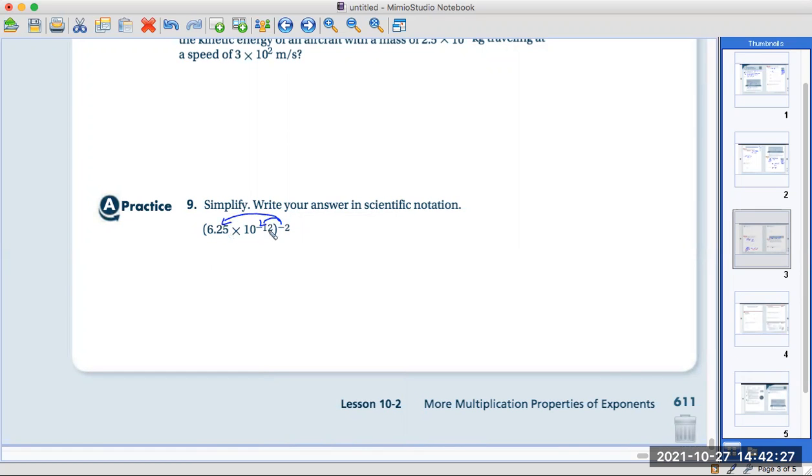Multiply. So you have 6.25 raised to the power of -2, right? Times 10, base is 10, -12 times -2 is positive 24. Okay, I saw that I'm going to have a positive exponent, so I decided to just multiply it out instead of putting it all under 1. Okay, but now I have to deal with this.